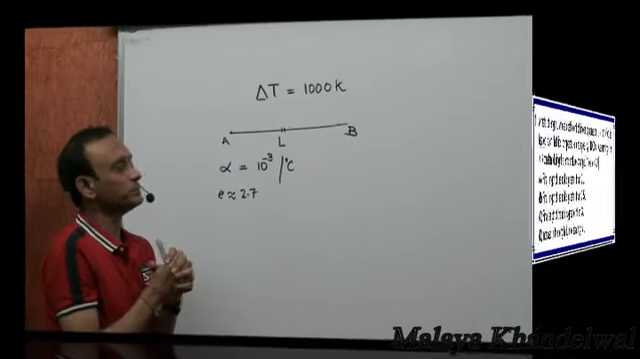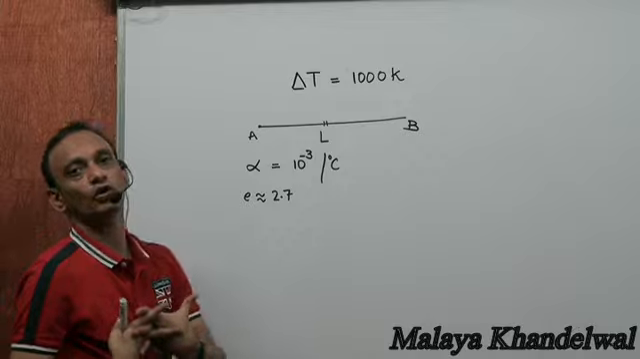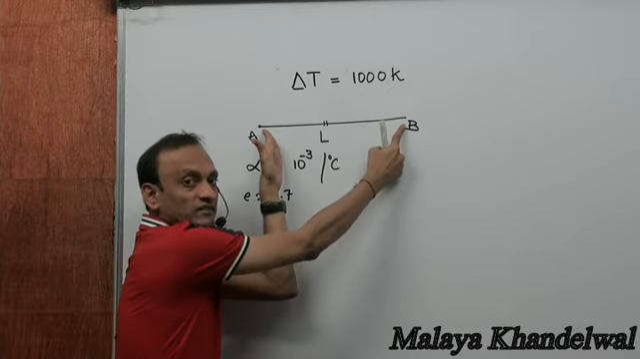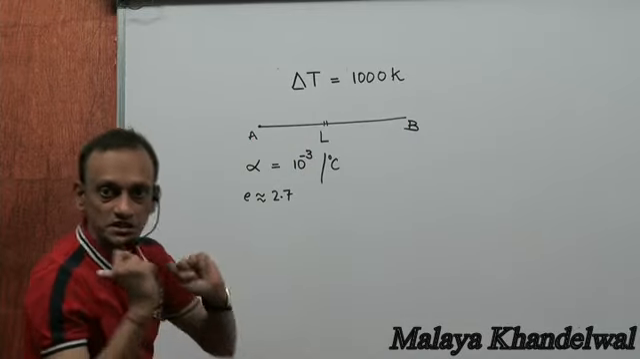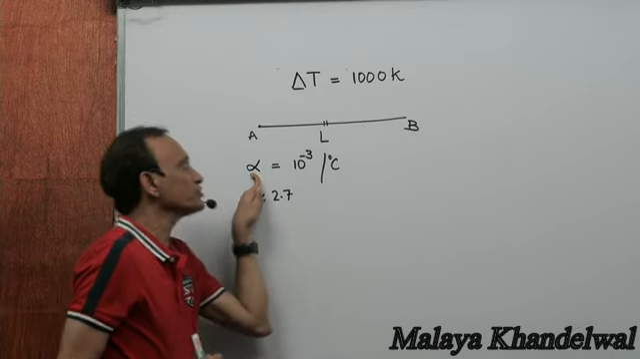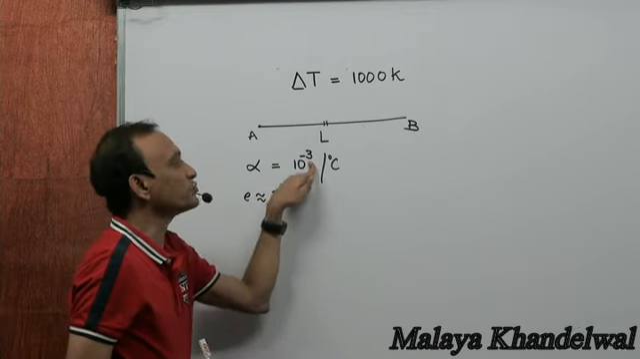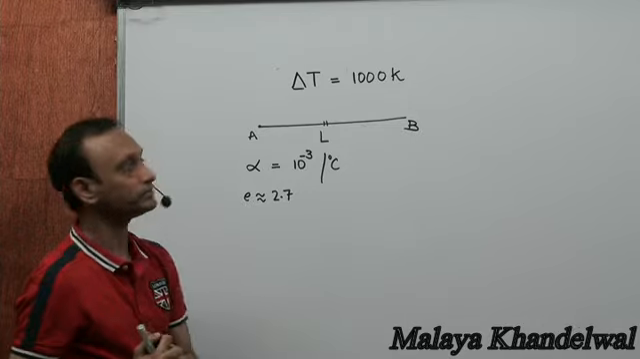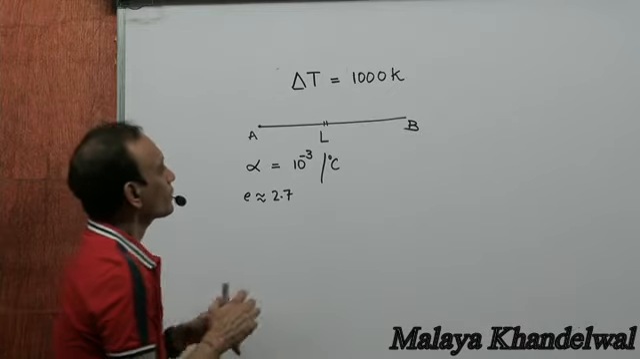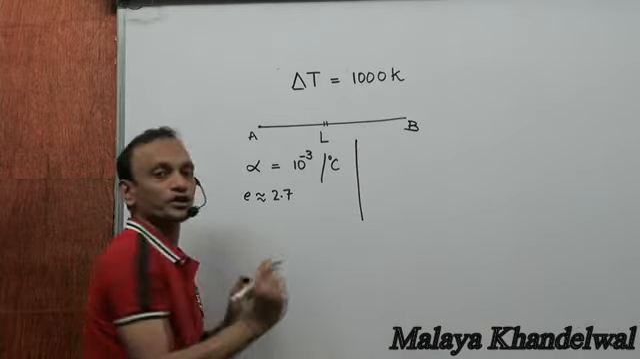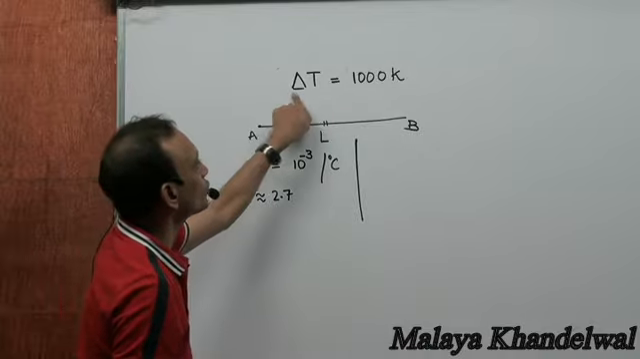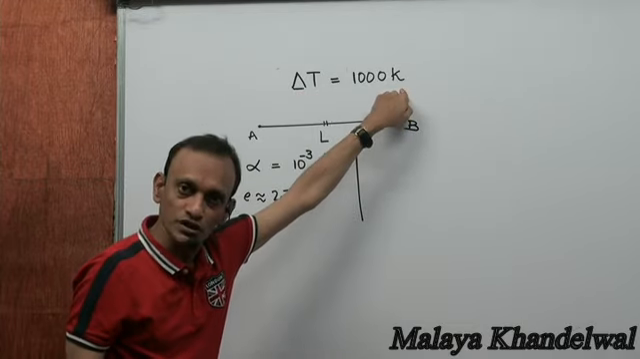So this next problem is based on thermal expansion. We have a rod of length L at a certain temperature, and the coefficient of linear expansion for this rod is given as 10 to the power minus 3 per degree centigrade. Now, we need to figure out the change in length of the rod, given that the change in temperature is 1000 Kelvin.